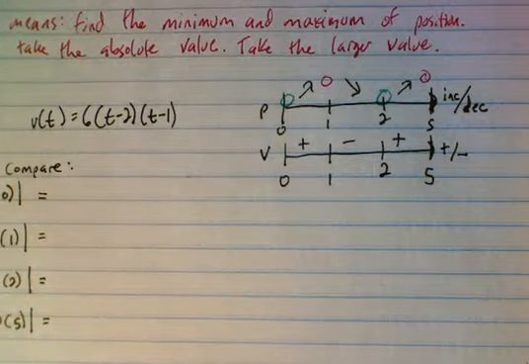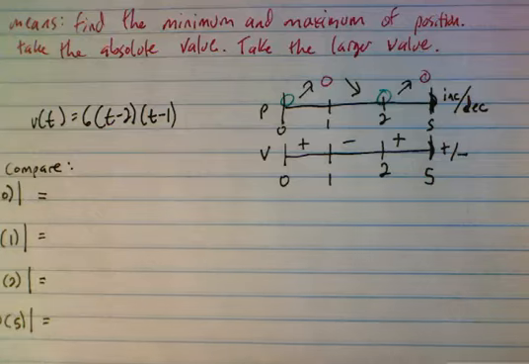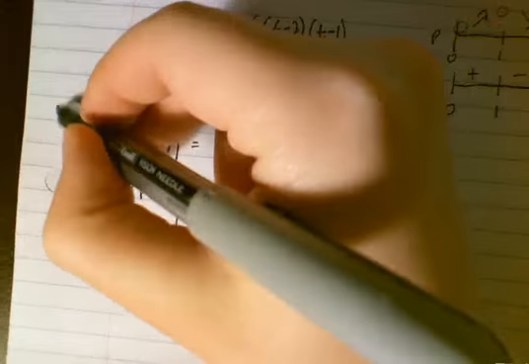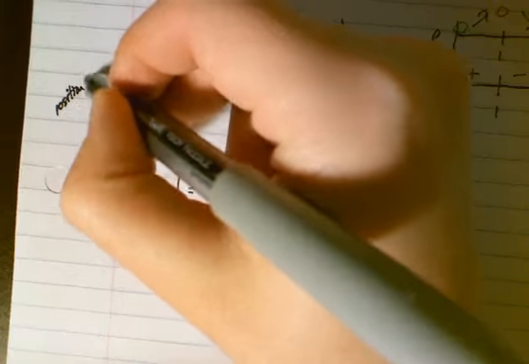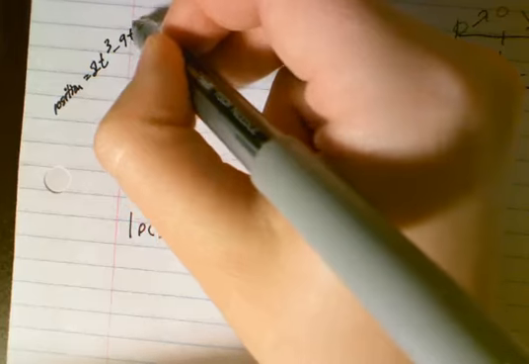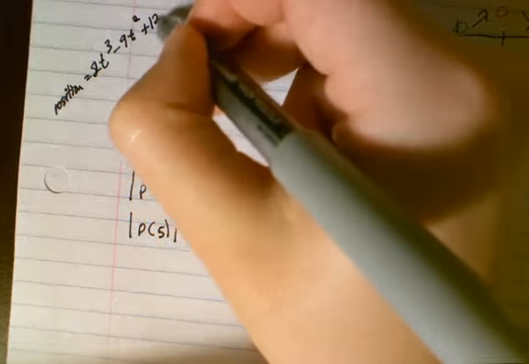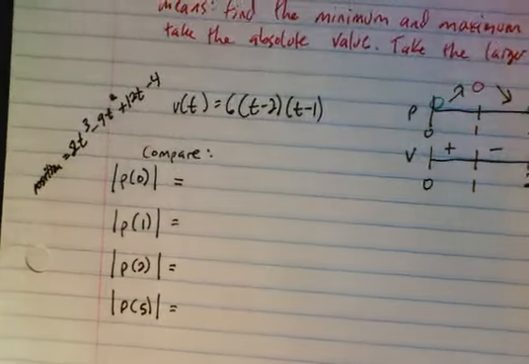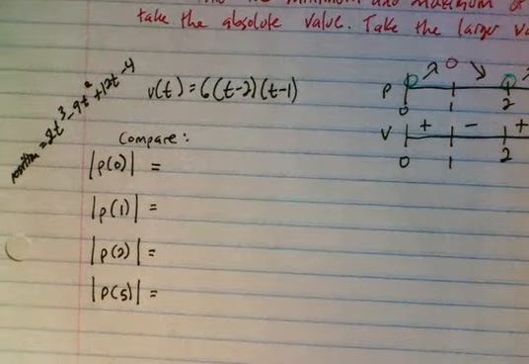And in this case, our original problem had given us the equation for position. So I'm just going to go back here. Position equals 2t cubed minus 9t squared plus 12t minus 4. And so that's what I'm going to use to plug in here.